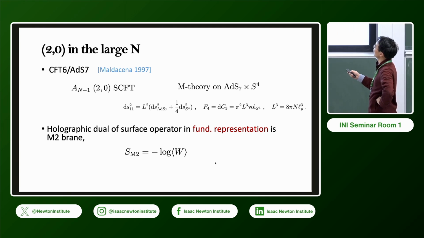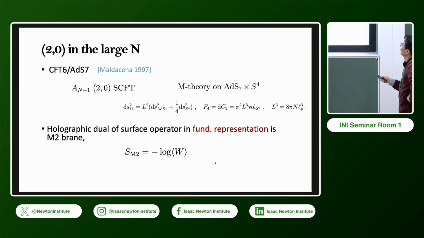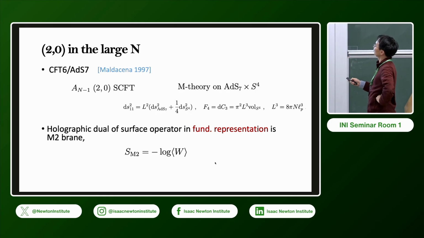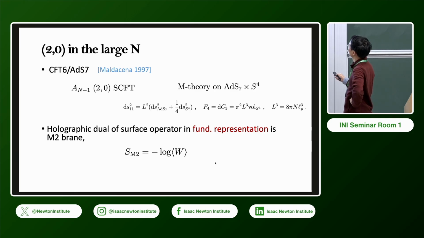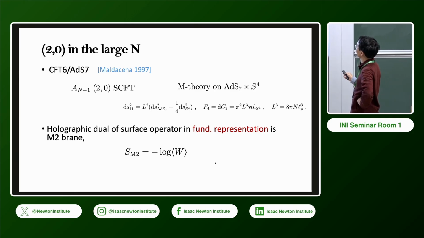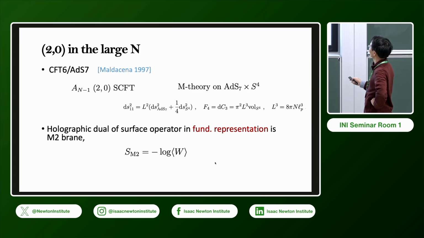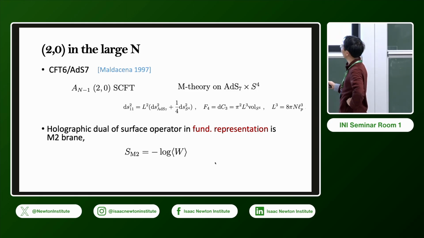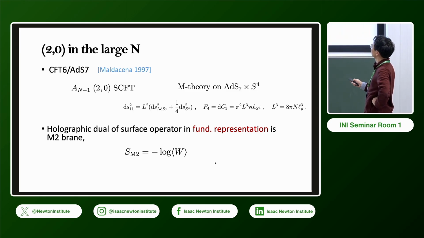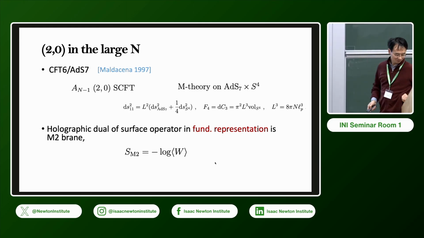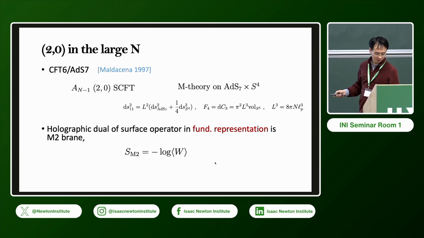We can use AdS/CFT. In the original AdS/CFT paper, it was already conjectured that this theory is holographically dual to M theory on AdS7 times S4. This is the bulk metric, and this is the field content. And luckily, we do know that the surface operator in this 2-0 theory, in the fundamental representation, is dual to an M2 brane. So we can evaluate this M2 brane action from holography. Did you say M2 branes or a single M2? A single M2 brane. Single.